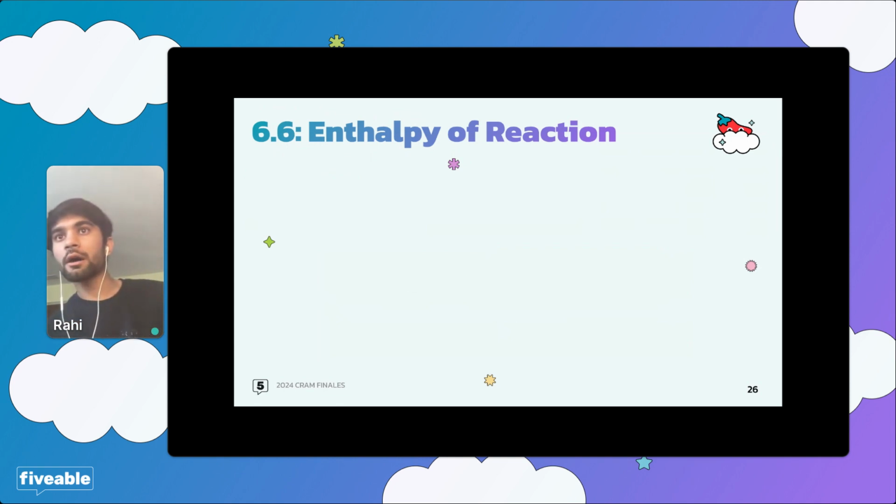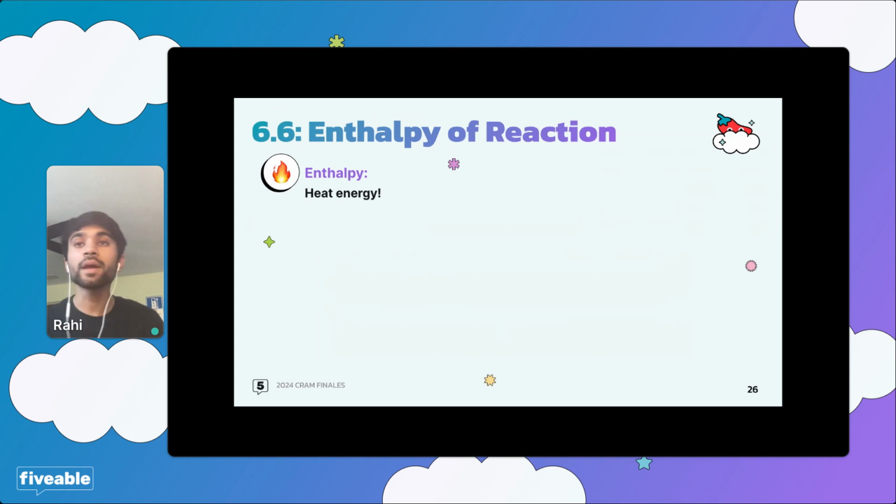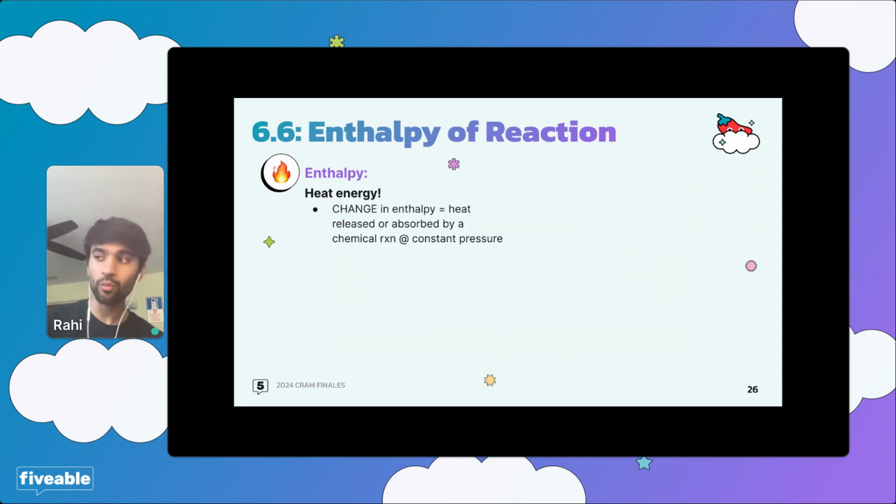All right, let's talk about enthalpy. What is enthalpy? Enthalpy is heat energy. We represent it by H. However, do we really care what enthalpy really is? No, not really. What we do care about is the change in enthalpy, our delta H. That tells us whether heat is released or absorbed by a chemical reaction, and it has to be given at a constant pressure. On AP Chem, you can assume that if you're dealing with a delta H, it is at a constant temperature. That's generally a completely fair assumption to make on the AP Chem exam. So don't worry about that too much.